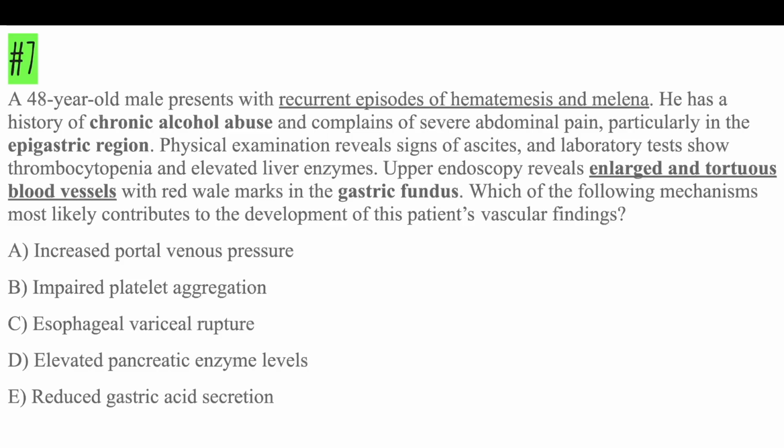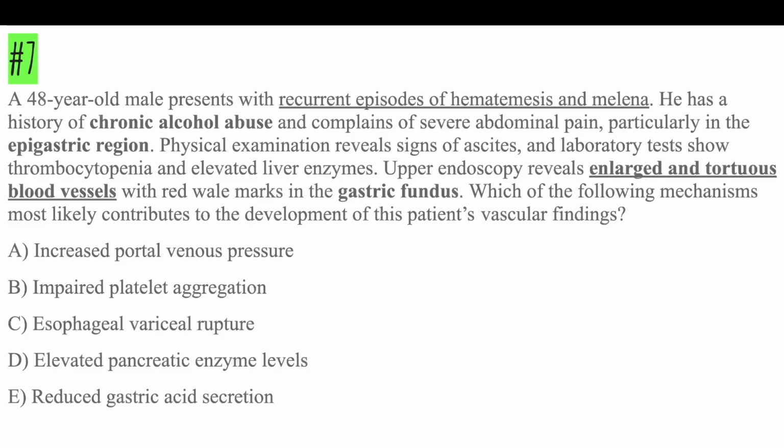C, esophageal variceal rupture. Esophageal varices and gastric varices are kind of distinct from each other. While they both are associated with portal hypertension, they occur in different locations. Esophageal variceal rupture would lead to bleeding in the esophagus, not the gastric fundus, where the enlarged blood vessels with the red whale mark are observed in this patient.